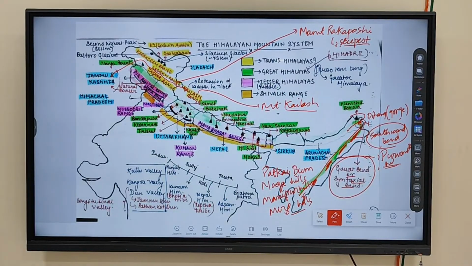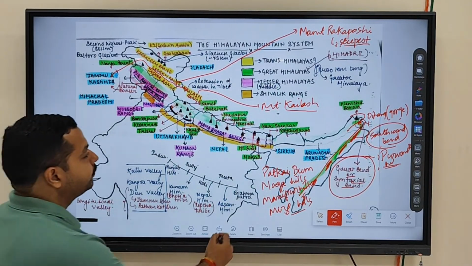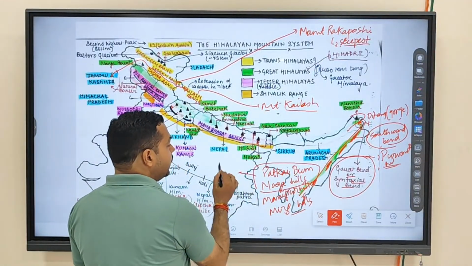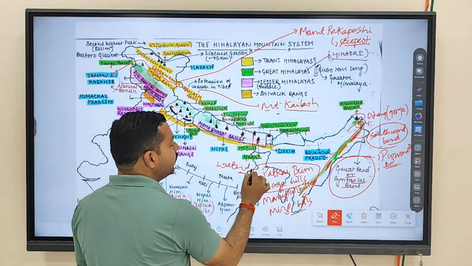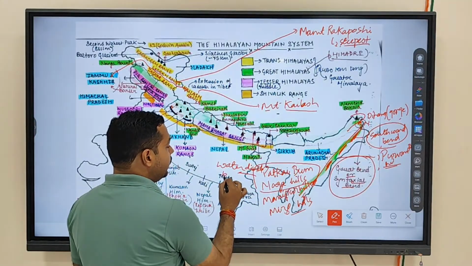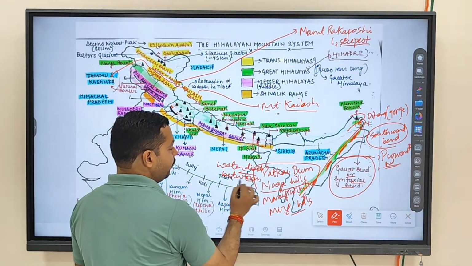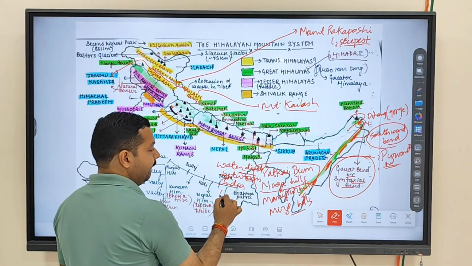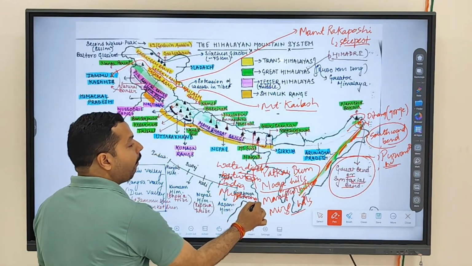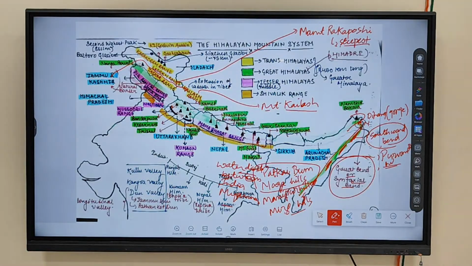Patkai Bum and Naga hills act as what? These two hills act as a water divide between India and Myanmar. So Patkai Bum and Naga hills are acting as which type of divide? Water divide between India and Myanmar. Clear? Any doubt regarding this particular part?